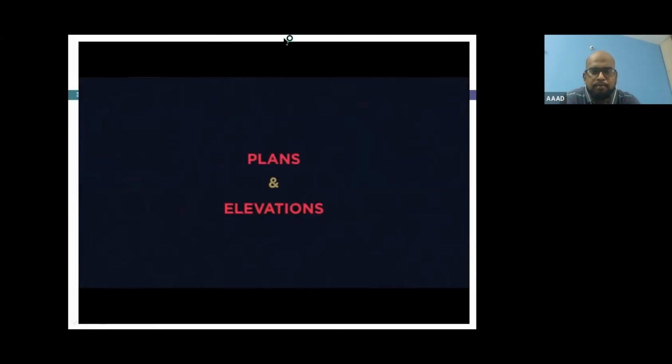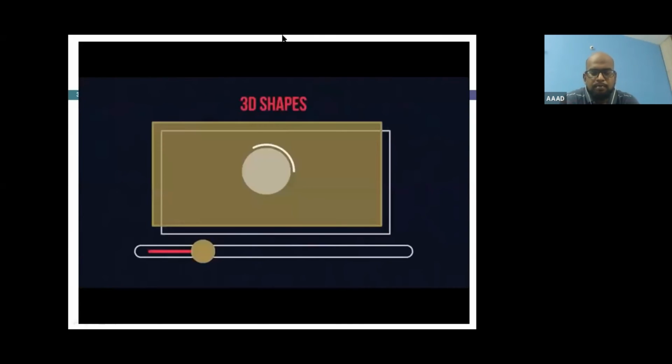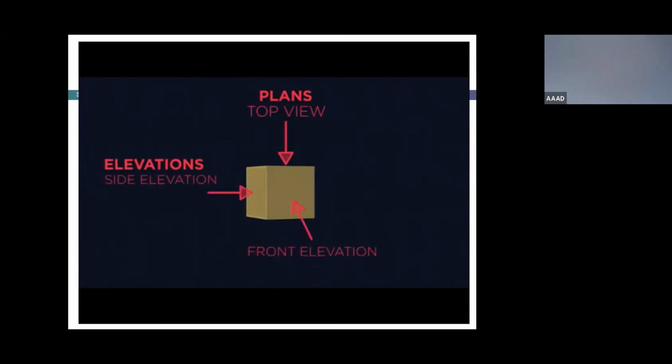Plans and elevations are essential to 3D geometry. If you'd like to brush up on 3D shapes, watch this video. Plans are the 2D illustrations of what you would see if you looked at a 3D shape from above. When it comes to elevations, there are two types, side elevation and front elevation. It's easy. Side elevation is what you would see if you looked at the 3D shape from the side. And the same, but from the front, for the front elevation.